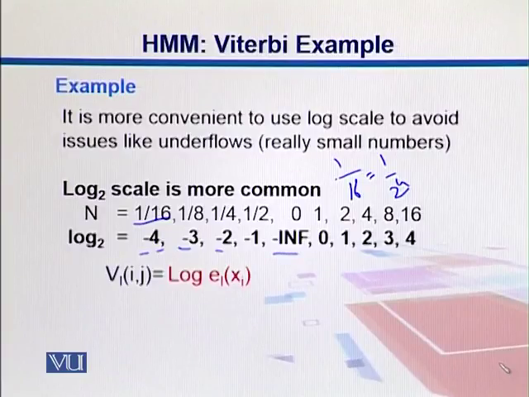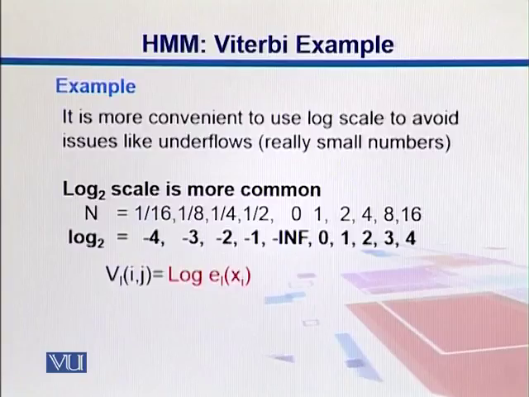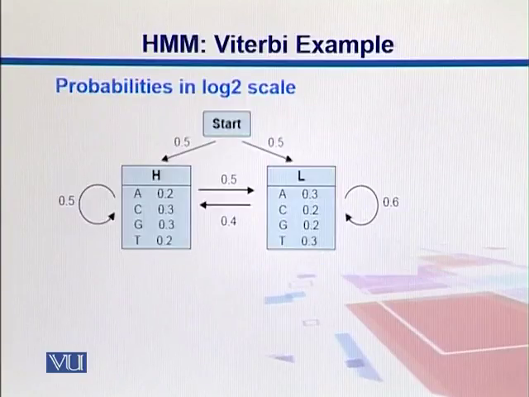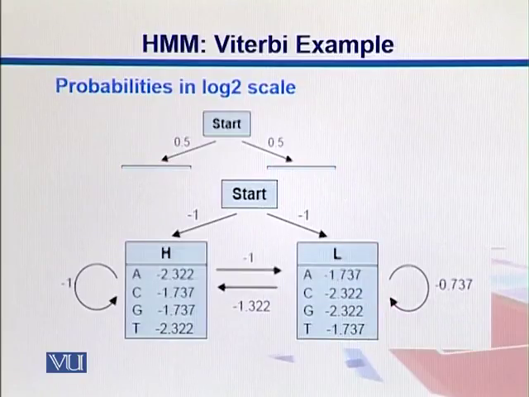We have the number 16, which is represented as 2 raised to the power 4, so the log2 value for that is 4. In this way, our small numbers become whole numbers, and we can multiply them. But one more thing: while you are multiplying in log scale, you need to sum them up. So our equation becomes something like this. We can take those probabilities and convert them into log2 scale. Now our whole numbers are like this.